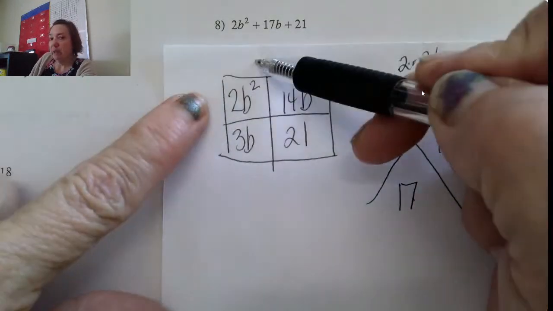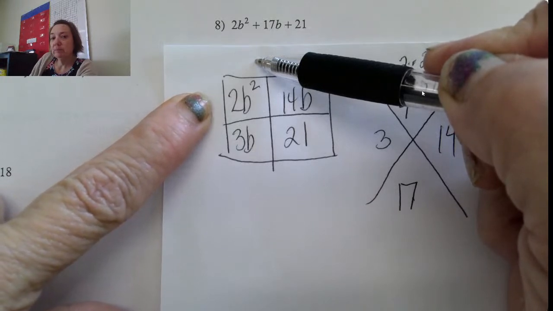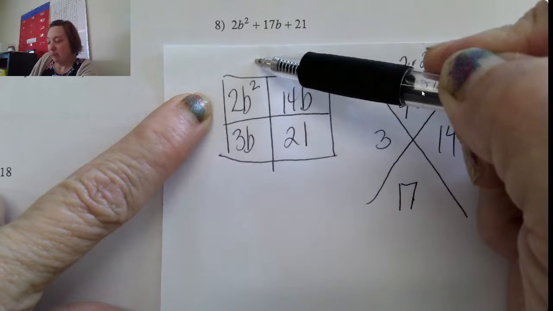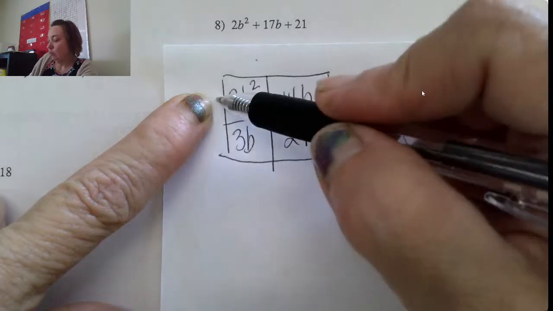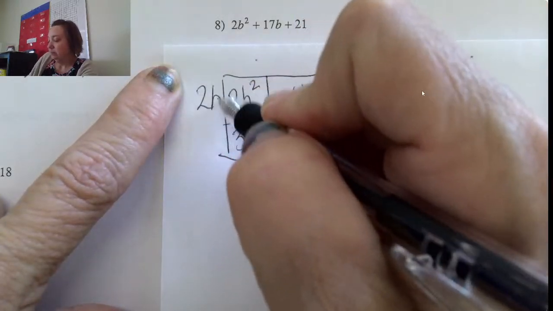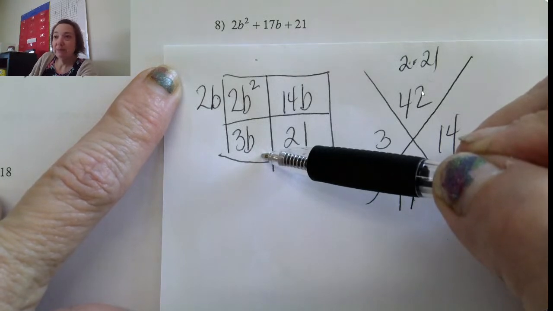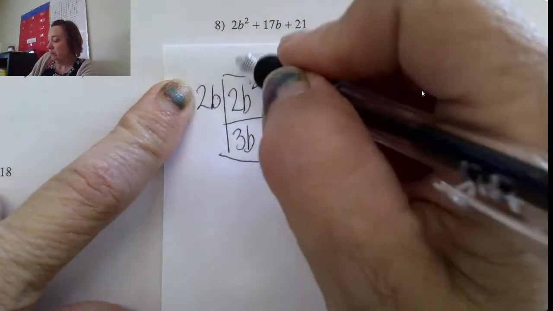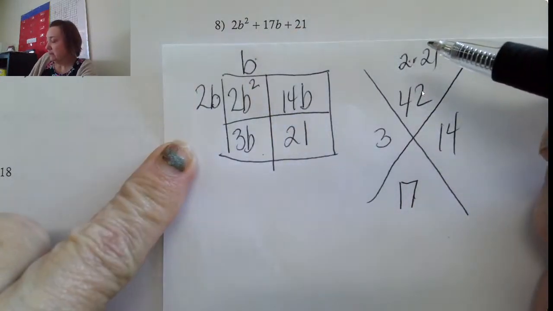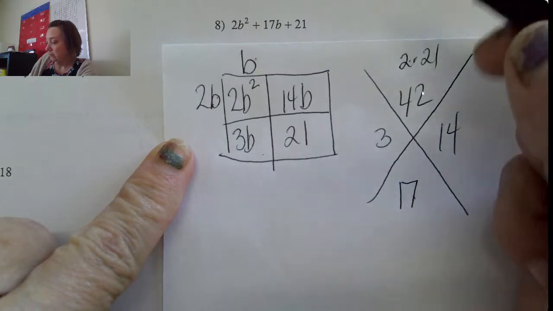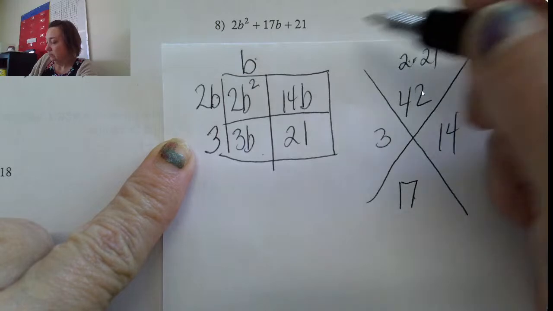So what are our factors going to be up here? One's got to be 2b on the side. Why? Because you can't multiply 2b to get 3b, right? Okay, so that means what's up here? b. Okay, so y'all tell me what to do next. 3 on the side here? Yeah. Okay. And then 7.